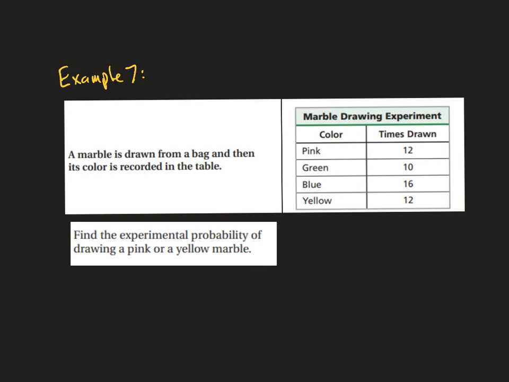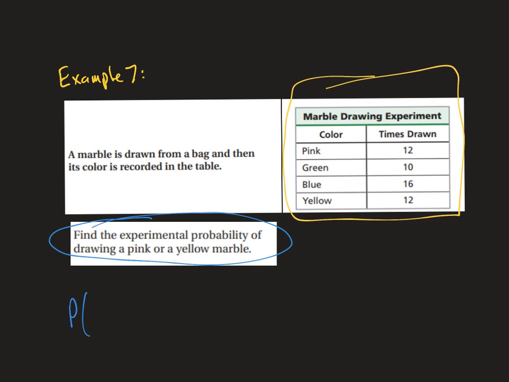Here in example 7, the data in the table is about a marble being drawn from a bag and then its color recorded in the table. So somebody already performed this experiment for us. They drew marbles out of a bag and reported what color they pulled. Our job is simply to find the experimental probability of drawing a pink or a yellow. And we do that in a very similar way to what we've done before. So our probability is pink or yellow. That's the event we want to check.